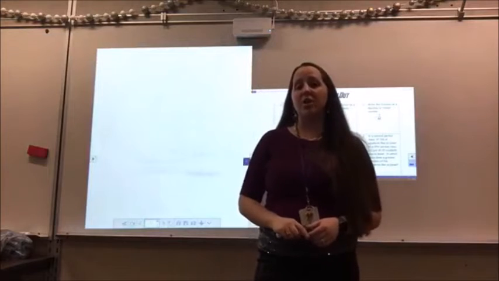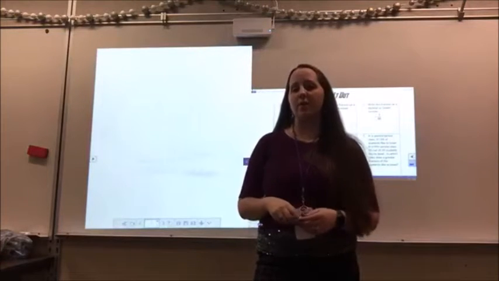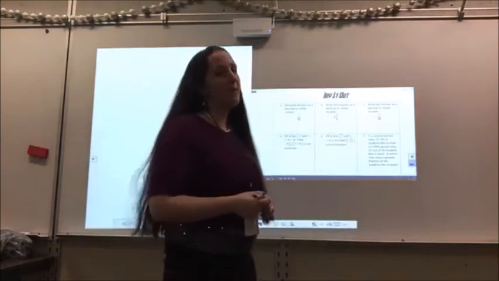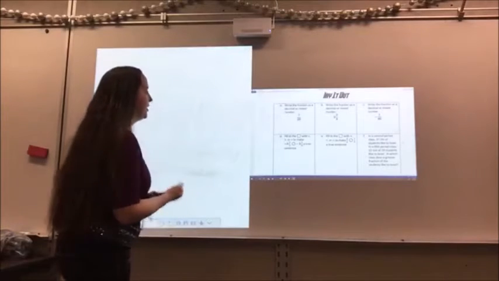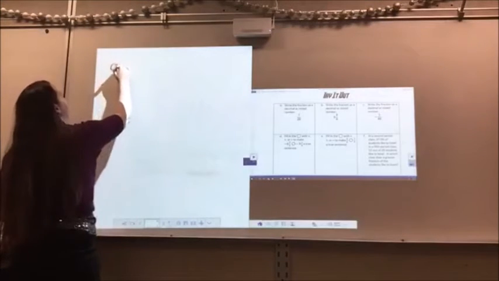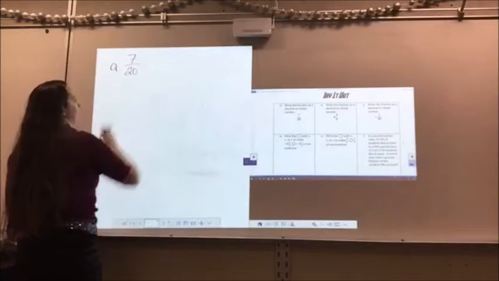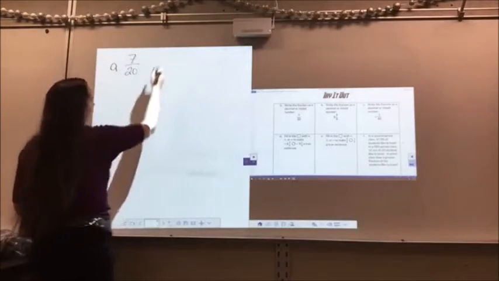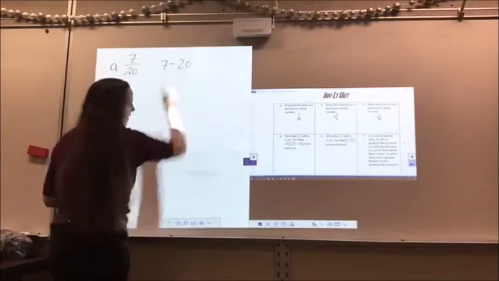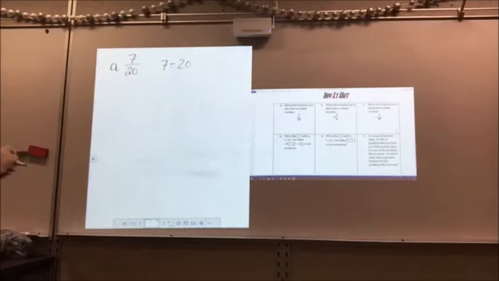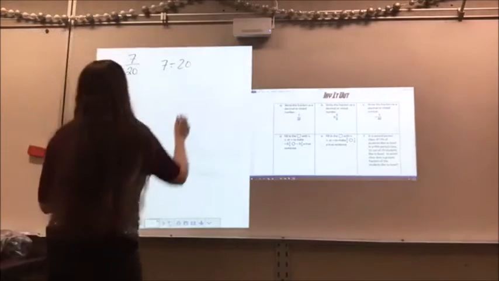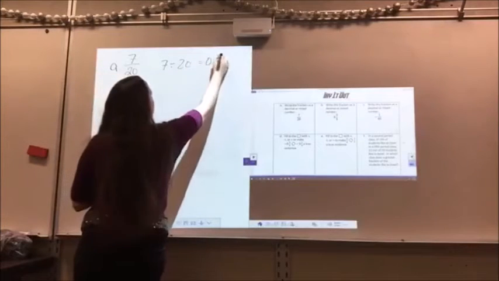Alright, now that you've had a chance to try out the try it problems, let's go over the answers together. So the first try it problem I have is letter A. It says write the fraction as a decimal or a mixed number. So I have 7/20, so I want to go ahead and divide 7 divided by 20. I can just put this in a calculator, which is what I'm going to do. So 7 divided by 20 equals 0.35.